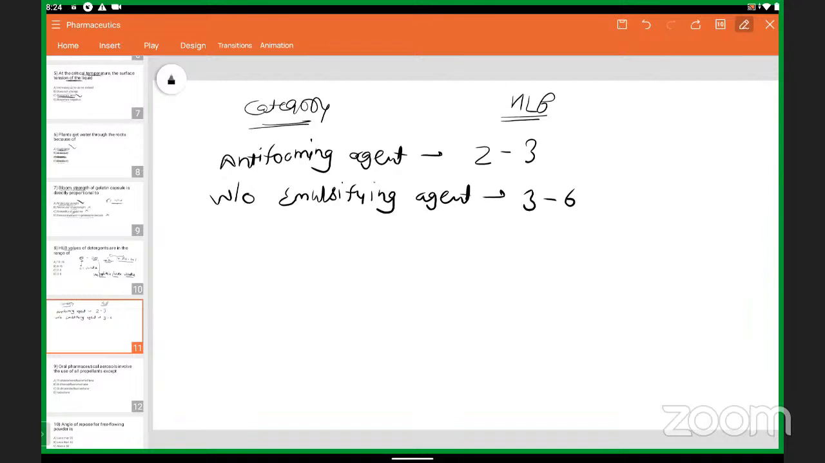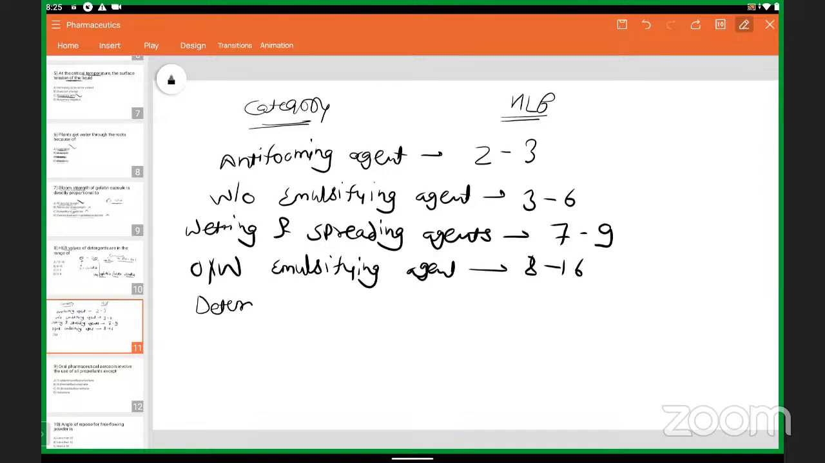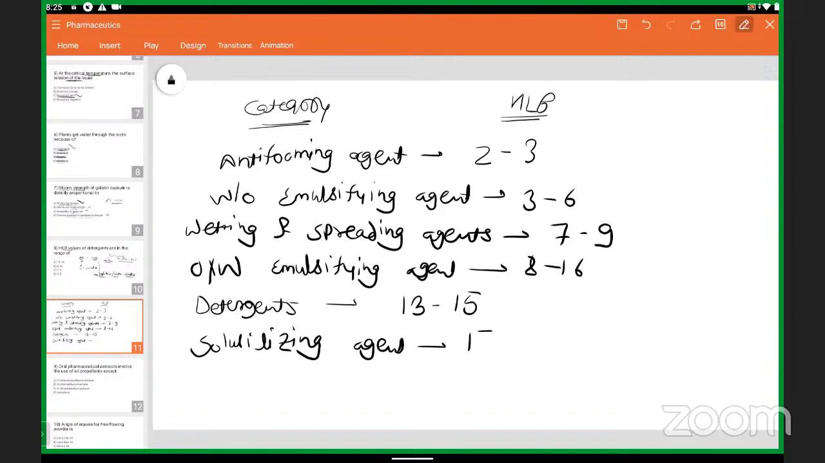Then third category, that is wetting and spreading agents. The HLB value ranges from 7 to 9. Then if you consider the O by W emulsifying agents, it ranges from 8 to 16. Then if you consider the detergents, which range from the HLB value of 13 to 15. And if you consider the solubilizing agents, which are highly hydrophilic, their HLB value is 15 to 18.